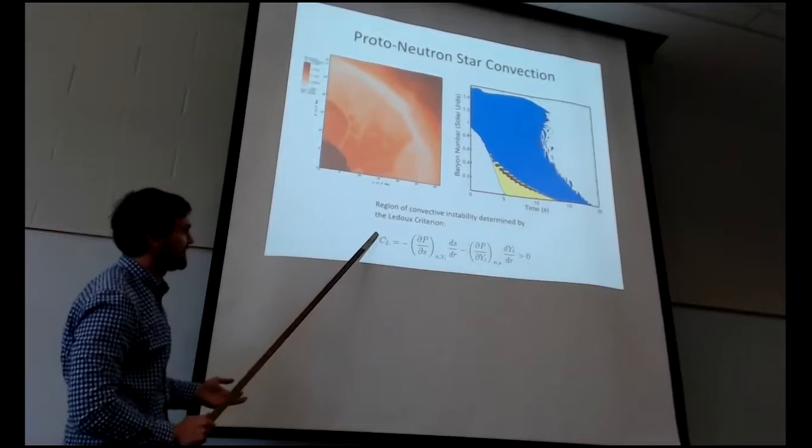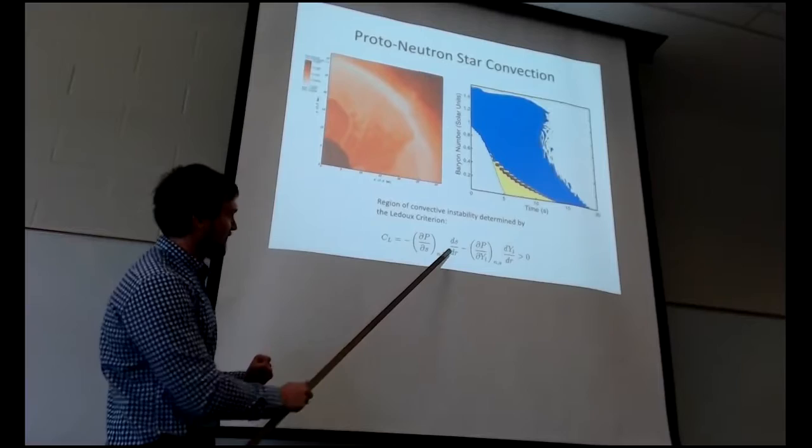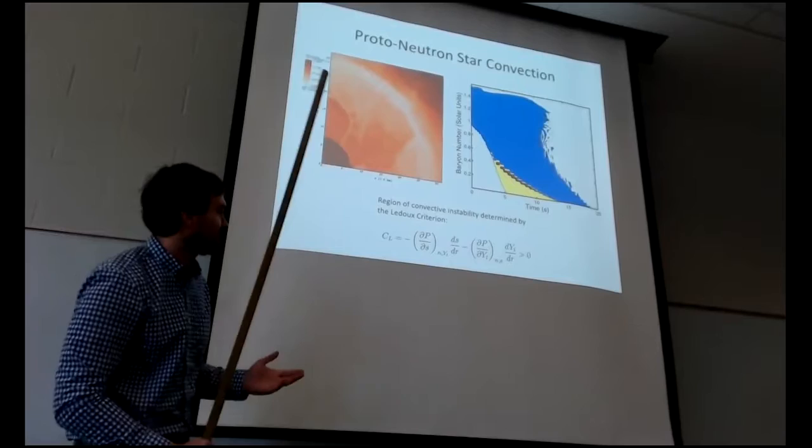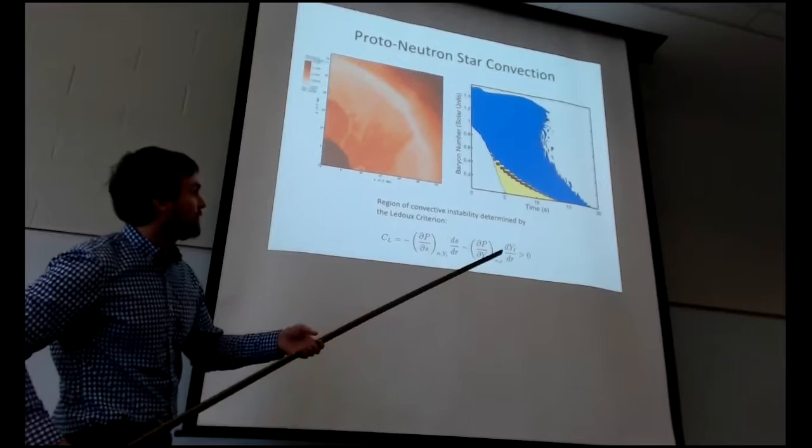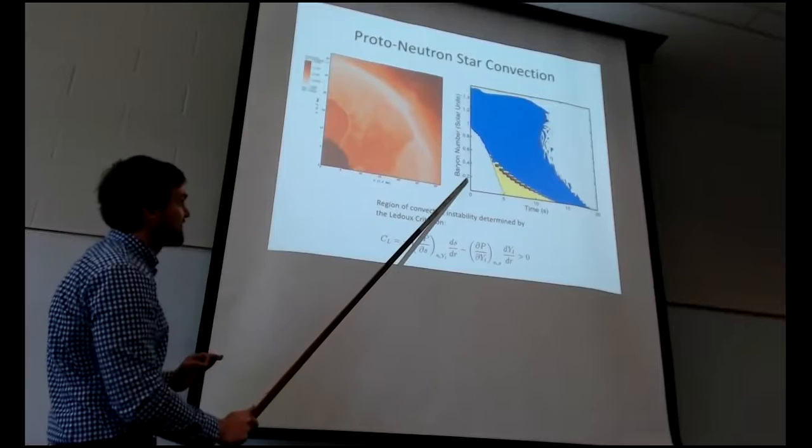So if this number is greater than zero, then you expect that this thing is unstable. And here you find that it depends on these gradients, and it also depends on the equation of state. And here there's pressure with respect to entropy, pressure with respect to the lepton fraction. And if you look at a particular model for this, you find that you can get some convection. So this is a Kippenhahn diagram for the region of convective instability. So this is showing you the enclosed mass on this axis versus time here.